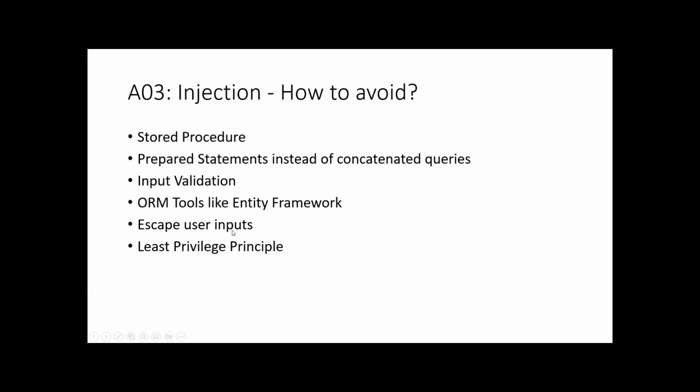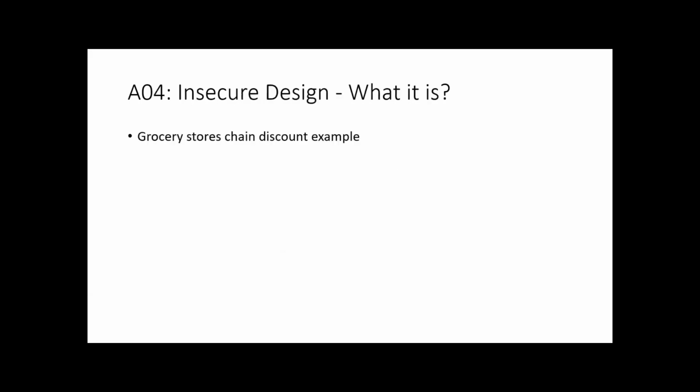So whatever input I'm giving, it should not be considered part of the code as it did in the last example. And we should use the least privilege principle, so that even if they can view the data, they cannot delete or update any data. So this is the injection vulnerability, which is OWASP A03.